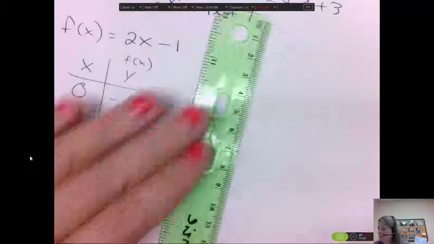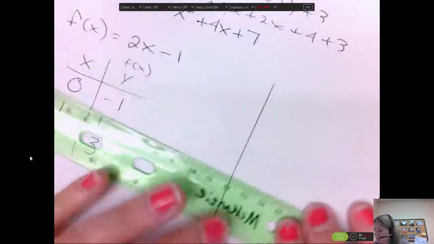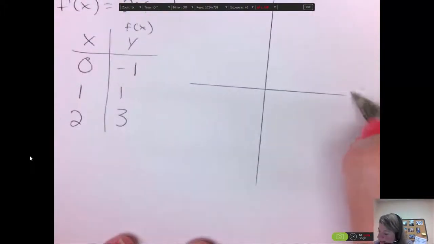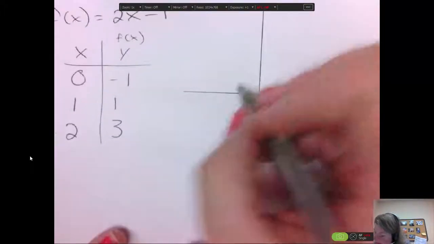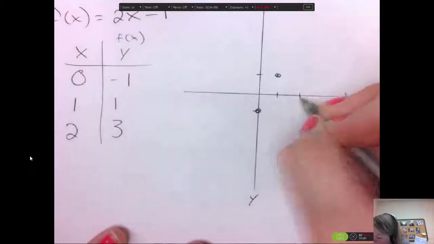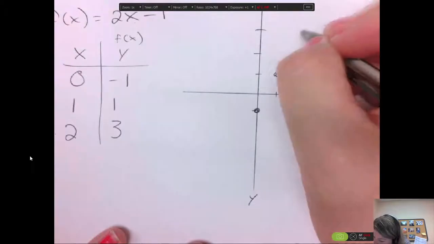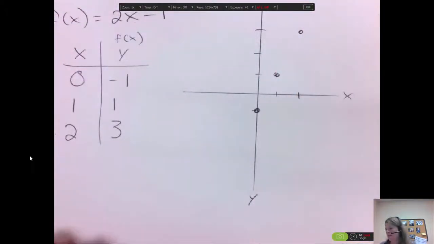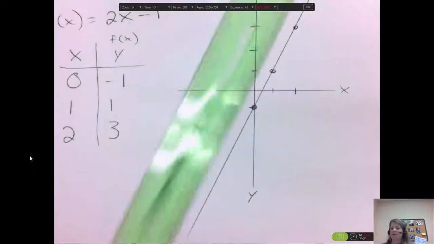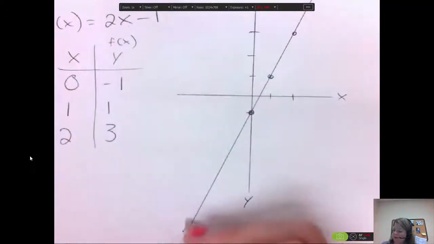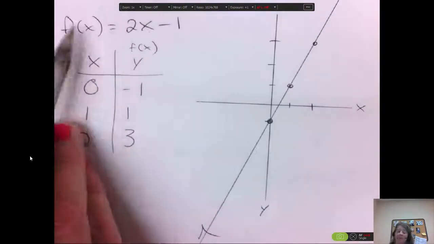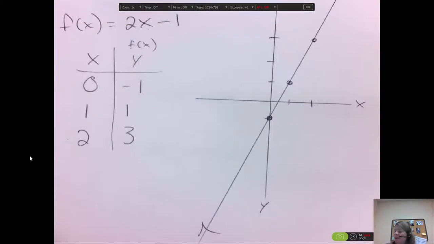Let me draw a little graph over here. I like using a ruler because then it doesn't look so ugly. All right, x, y. So I have the point 0, negative 1, and I have the point 1, 1, and I have the point 2, 3. And that better form a line. So really, the couple questions you have on functions and graphing, it should just be a reminder of the notation for one, and you should be able to then graph them.